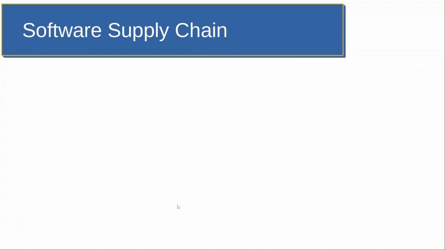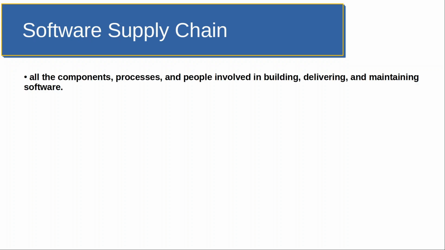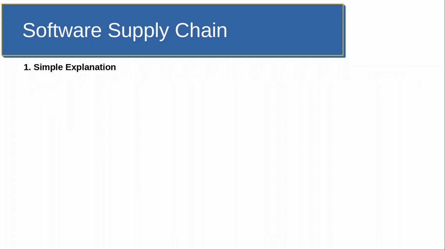Welcome everyone to a new section of this course, and today we'll try to understand the software supply chain. And we'll start first with the definition. The software supply chain refers to all the components, processes, and people involved in building, delivering, and maintaining software. And the simple explanation: think of it like a manufacturing supply chain.